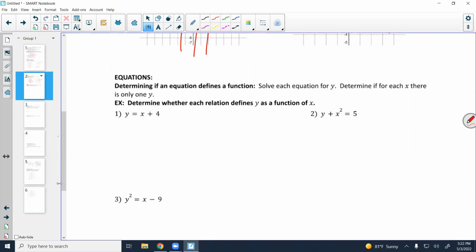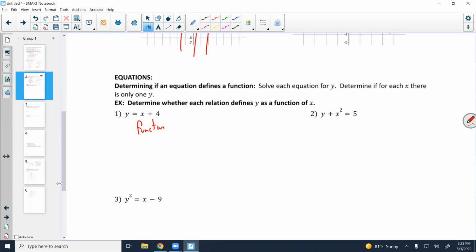So we need to determine if for each x there is only one y. And we do that, solve each for y. So this one's solved for y. What do you think? For every value of x, do I get a distinct y? Yes, so this is a function. Essentially, a linear equation is always a function.